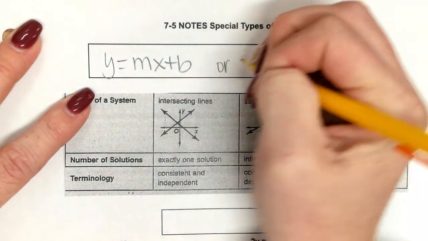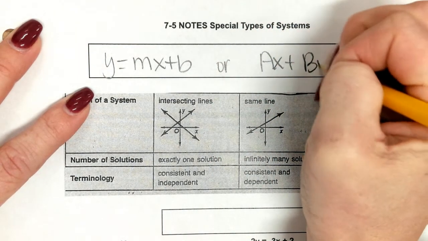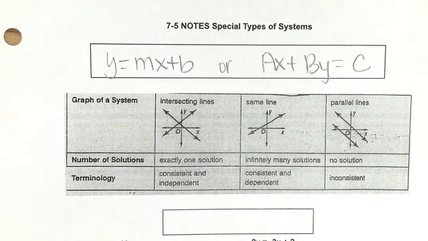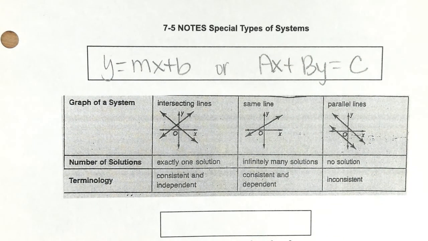Or you can have it in standard ax plus by equals c. It doesn't matter. Whatever's easiest for you. All right, so there are three special types of systems.